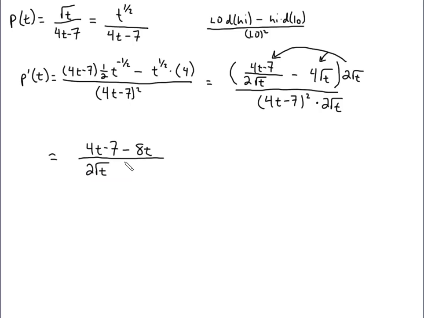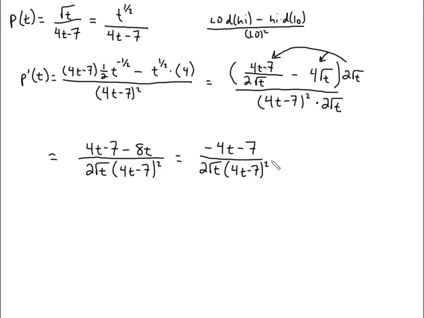So we get 2 root t multiplied by 4t minus 7 squared. And then we'll just notice that in the numerator here, we've got some like terms, 4 minus 8. So that's negative 4, so we'll have a negative 4t minus 7, and divide this by 2 root t, 4t minus 7 squared.